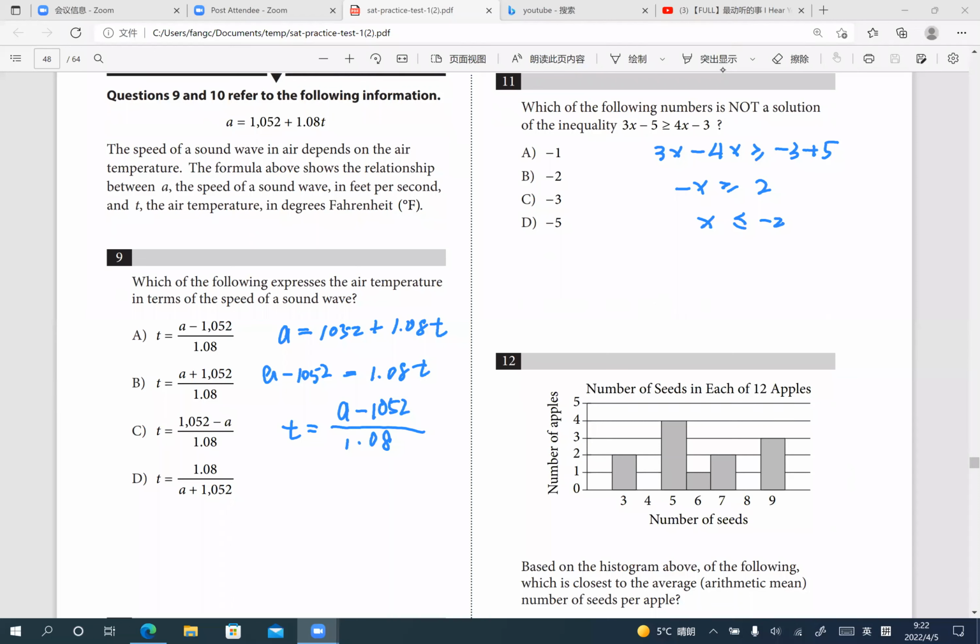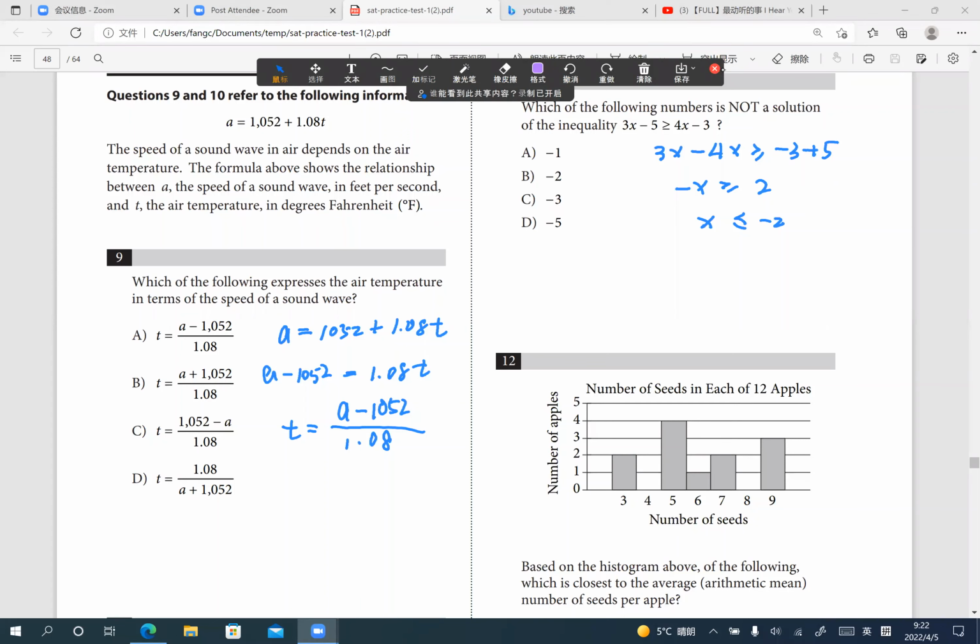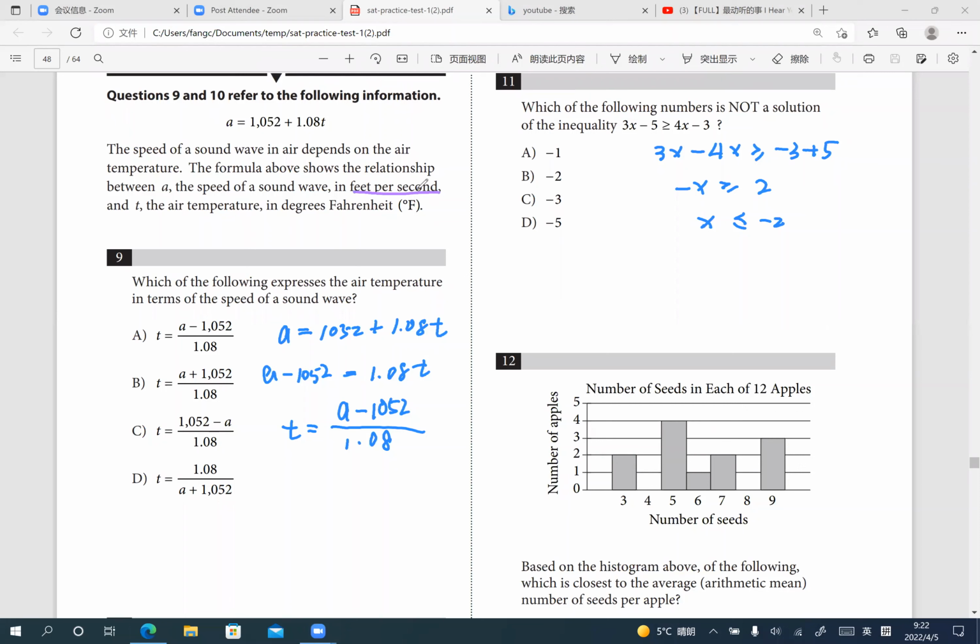Questions 9 and 10 refer to the following information. A equals 1052 plus 1.08t. The speed of a sound wave in air depends on the air temperature. The formula above shows the relationship between A, the speed of a sound wave in feet per second, and T, the air temperature in degrees Fahrenheit. So question 9, which of the following expresses the air temperature in terms of the speed of a sound wave?